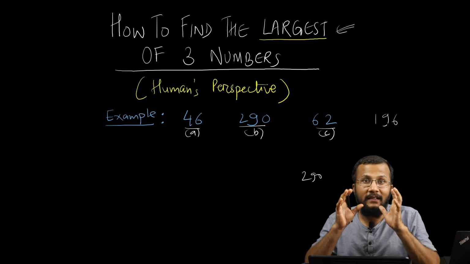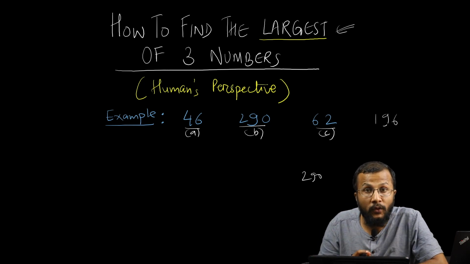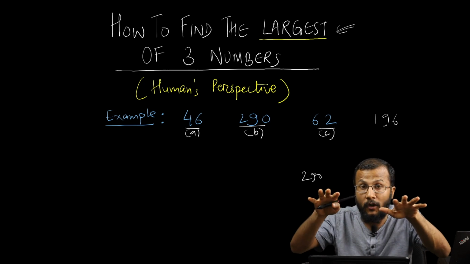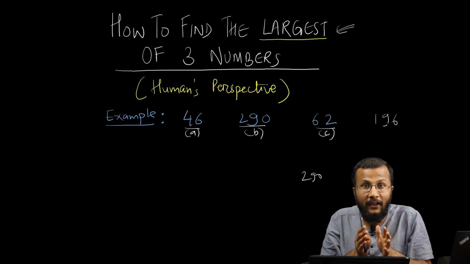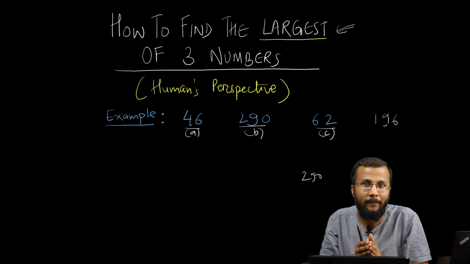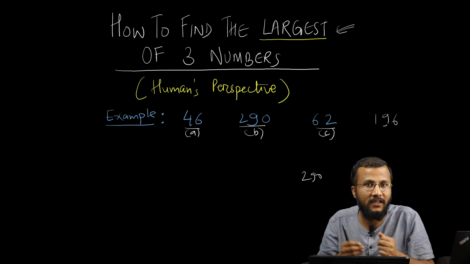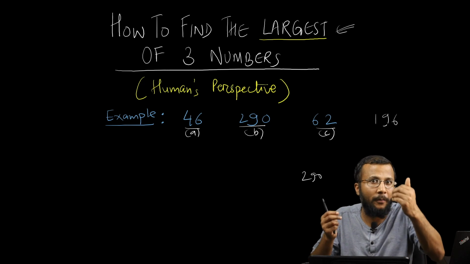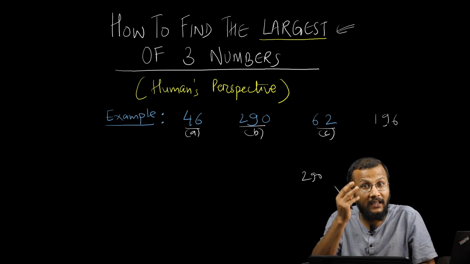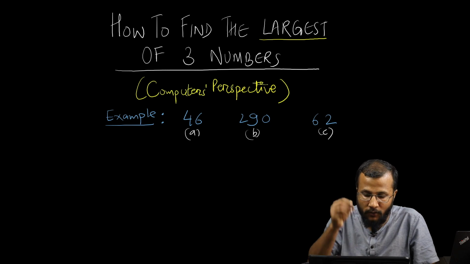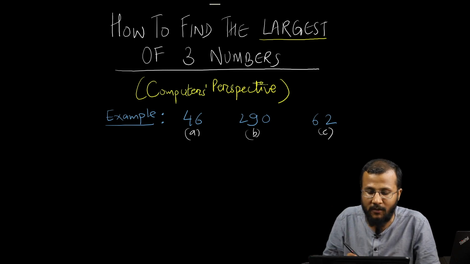But this is not how computers work. The computer will not be able to visualize or glance through all these numbers at once. A computer can only look at one number at a time, or at max 2 numbers at a time, because if you are using the relational greater than operator, you can only see 2 numbers at a time. So how do you write a program to find the largest amongst 3 numbers is what we are going to see now. Let's look at the computer's perspective now.